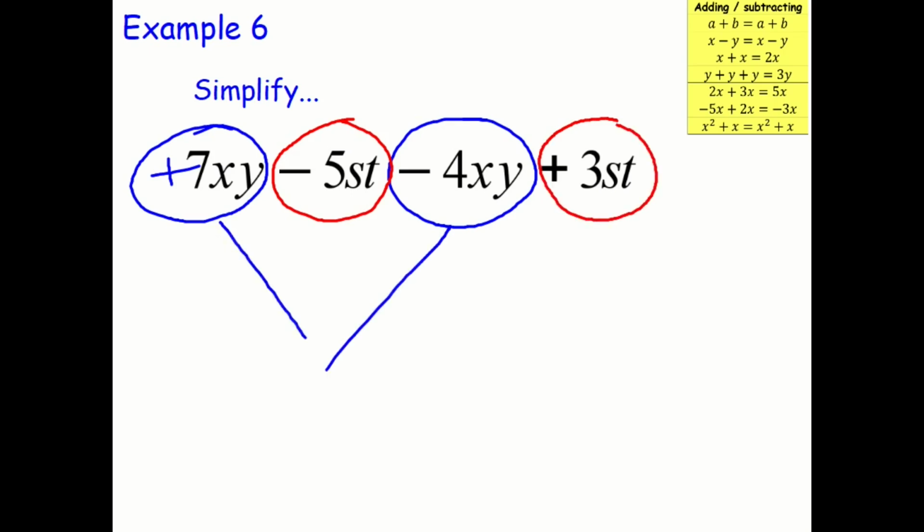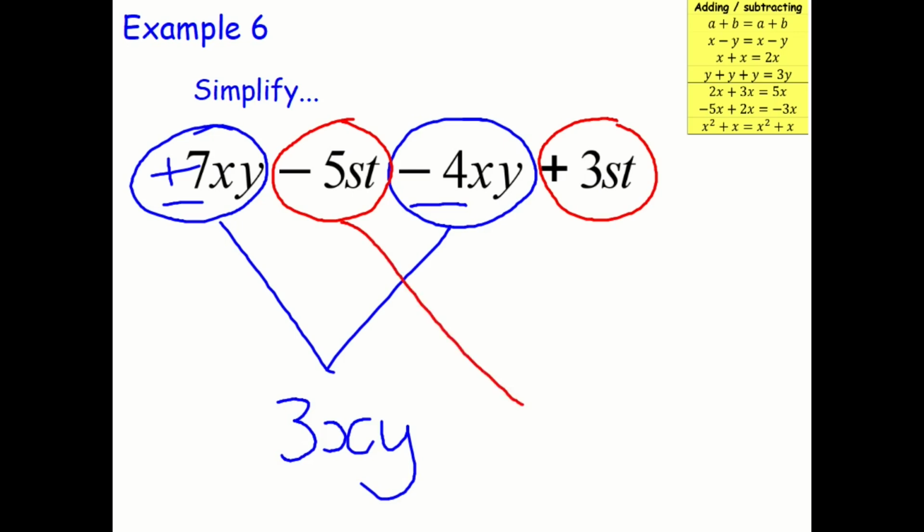So let's bring together our xy terms. Positive 7 on the number line, take away 4, would still leave me in the positives. It is positive 3xy. If I take myself to minus 5 on the number line and I add 3, I'm still left in the negatives. Hence it's negative or minus 2st. And that's it. That's as much as you can do.